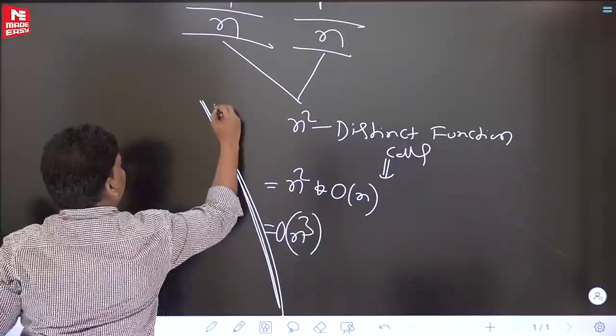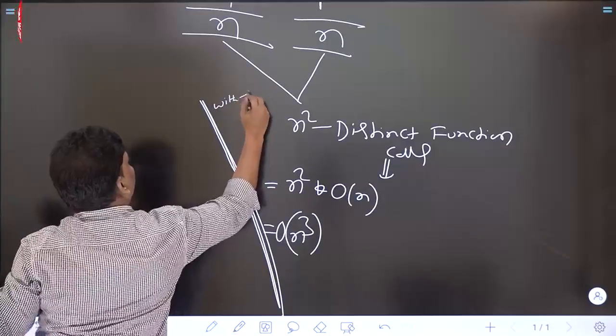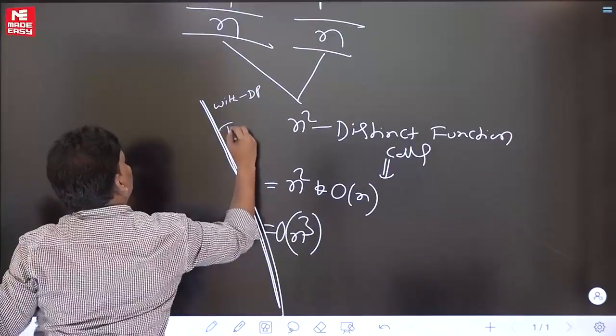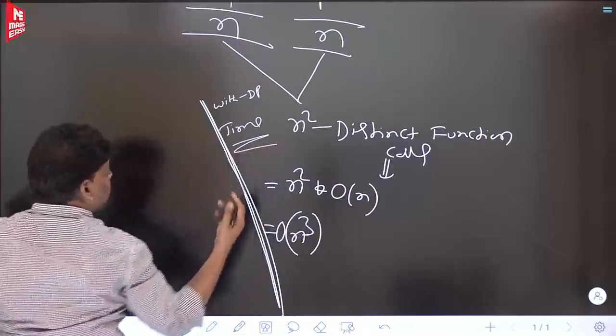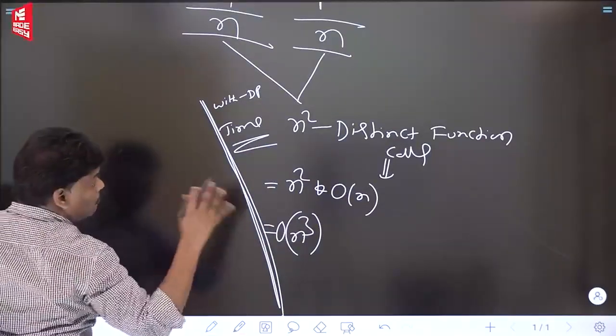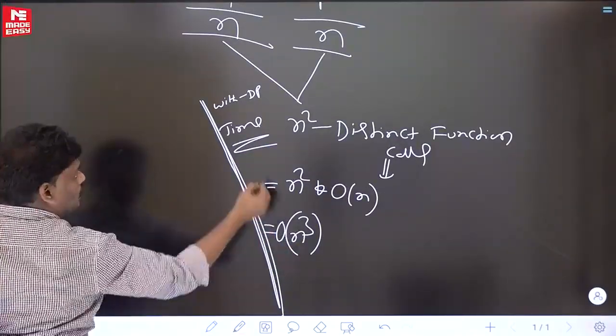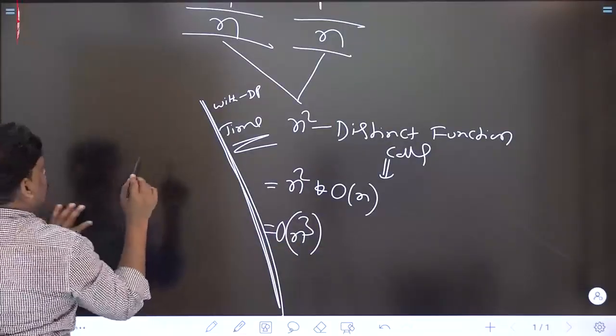This is with dynamic programming: time complexity big O of n cube. Without dynamic programming, time complexity is n power n. This is only n cube because we are calculating only distinct function calls. Let's go to the next one.